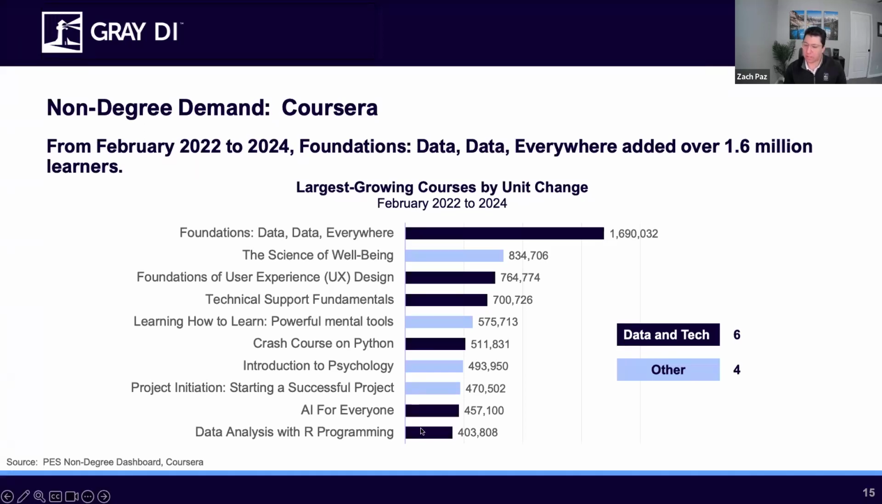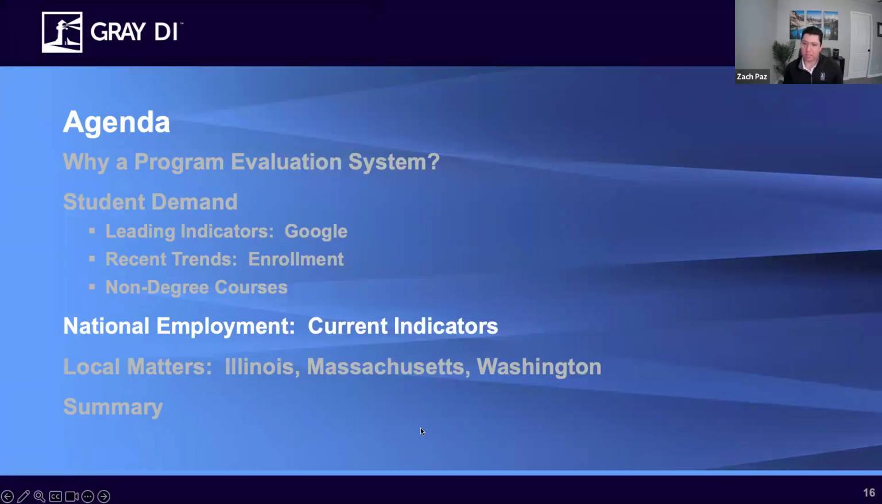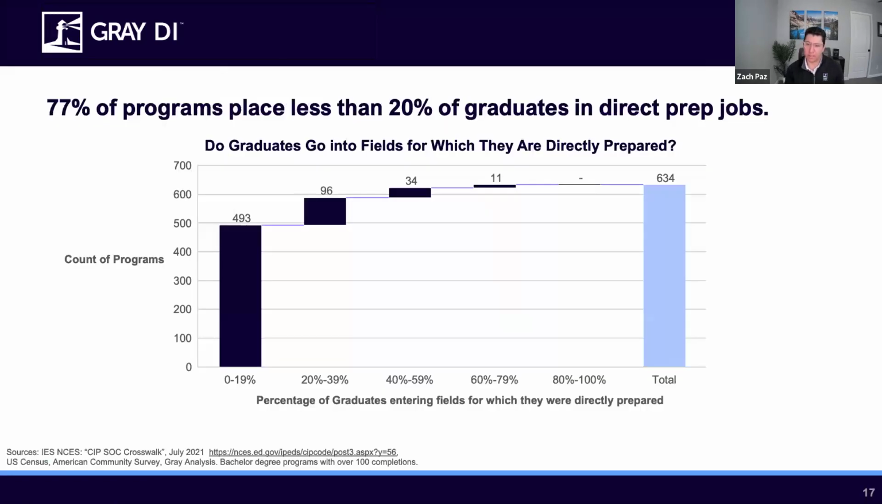Right. So let's switch gears. That was the latest on what's happening in terms of student demand trends. But let's switch gears to employment and current indicators. The first thing that we always like to mention is that there's a very convoluted relationship between graduates and jobs and occupations.